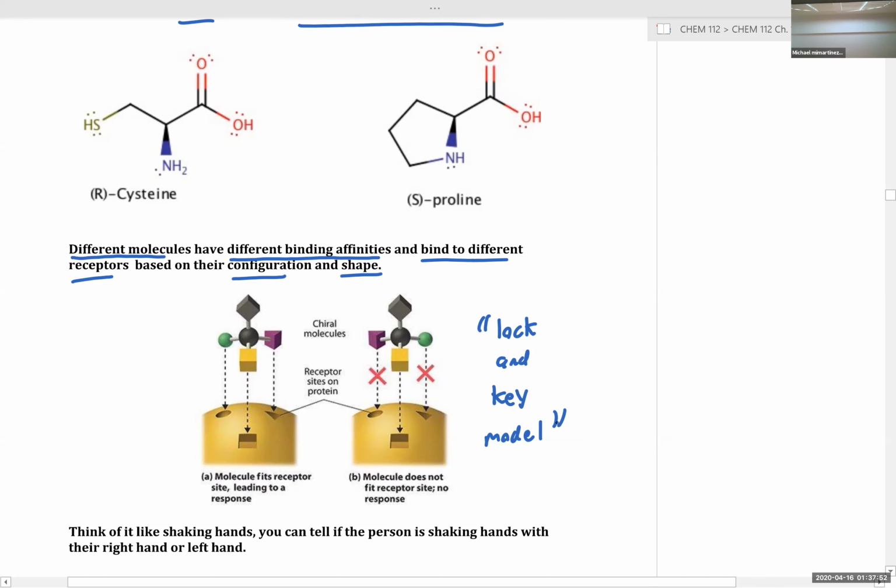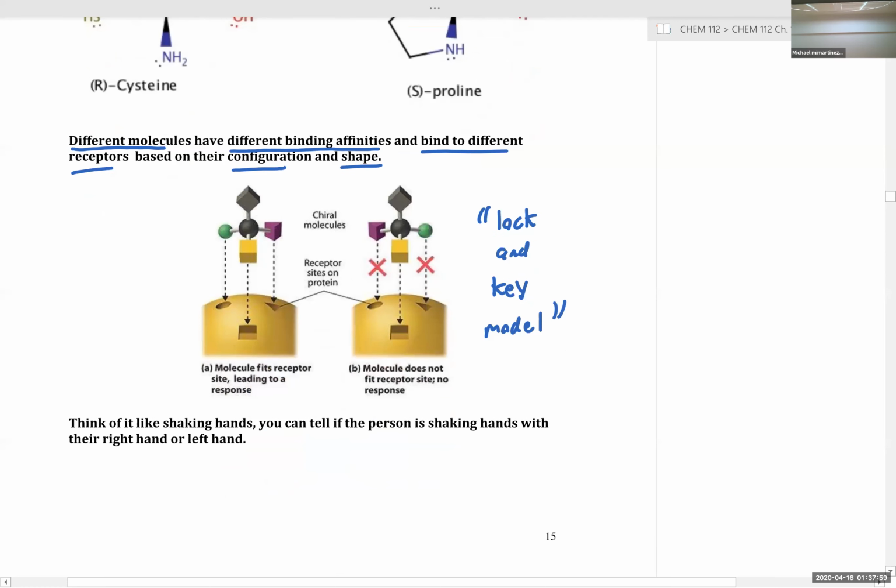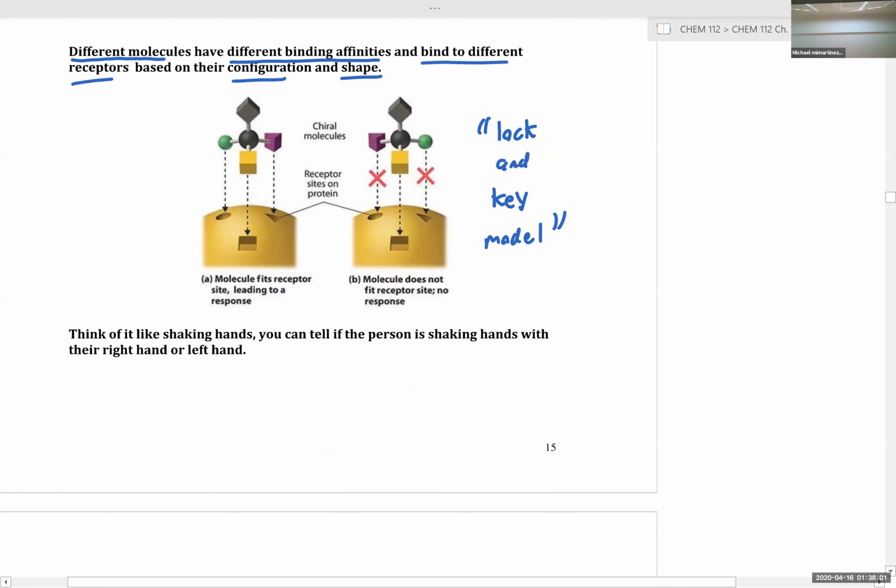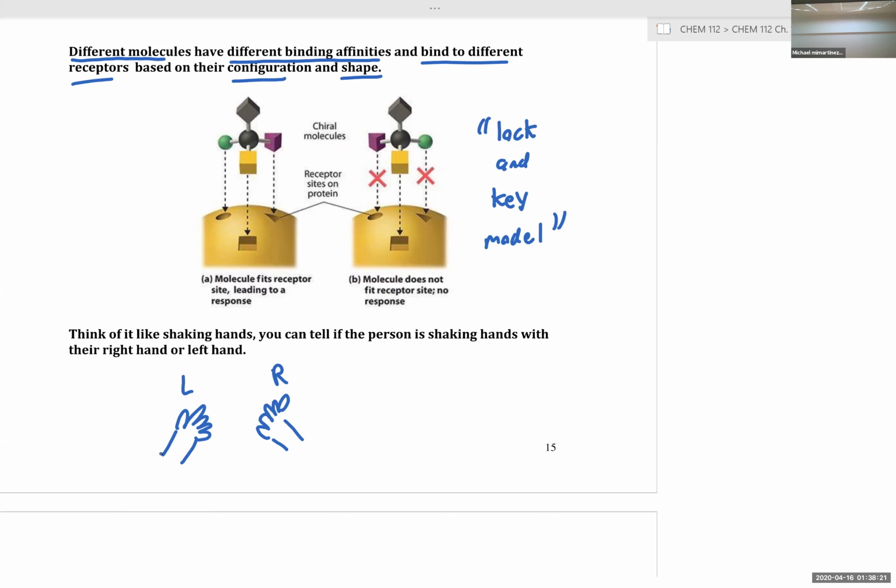So if a molecule is able to perfectly match the receptor and has the right shape to bind to the receptor, it will have that activity. Just intuitively, you can clearly tell if you're using your left hand to shake a person's right hand. Just like we can sense that interaction between chiral species, molecules can sense interactions depending on the chirality of the molecule binding.